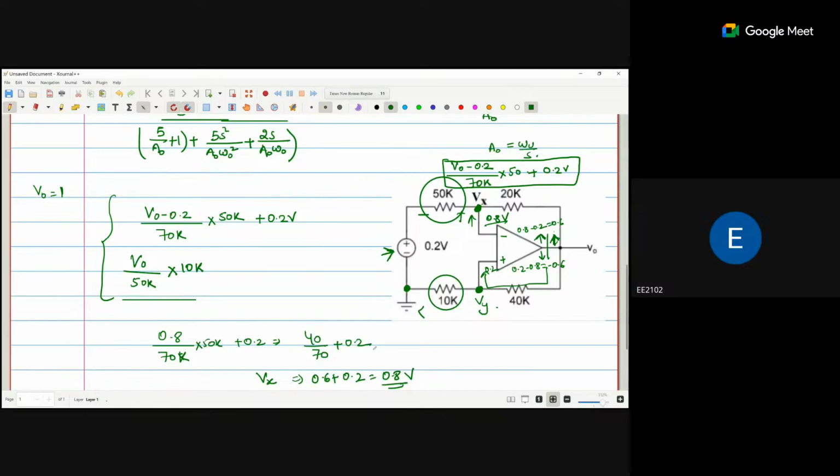So where will the phase shift be created? In this point. The phase shift will be created when we consider this as the negative terminal and this as the positive. Fine? Yes, sir. Fine. Yes, sir.